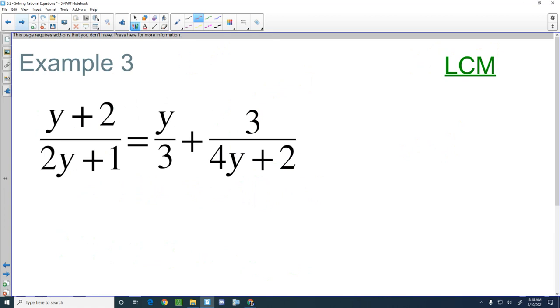All right, example 3. Go ahead and write this one down. y plus 2 over 2y plus 1 equals y over 3 plus 3 over 4y plus 2.